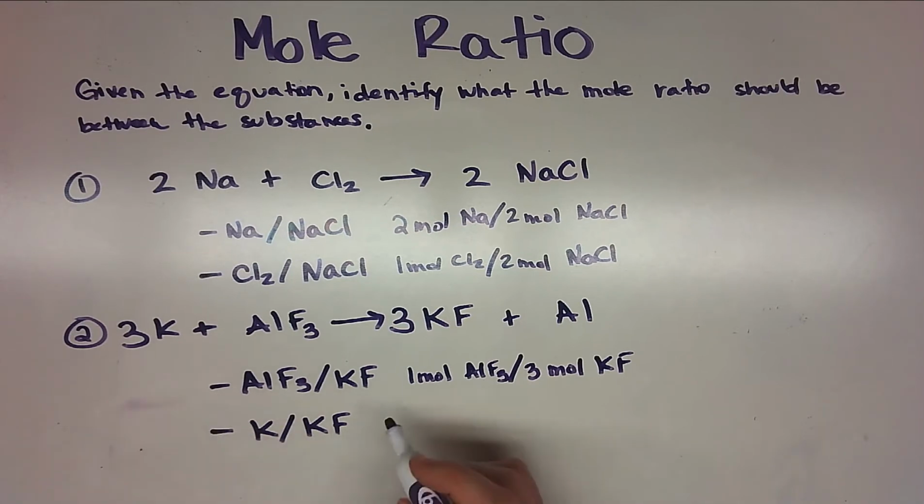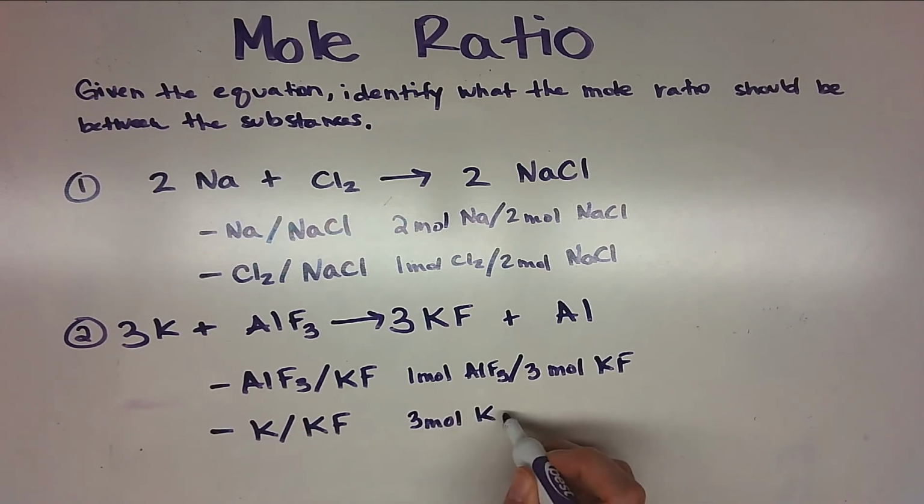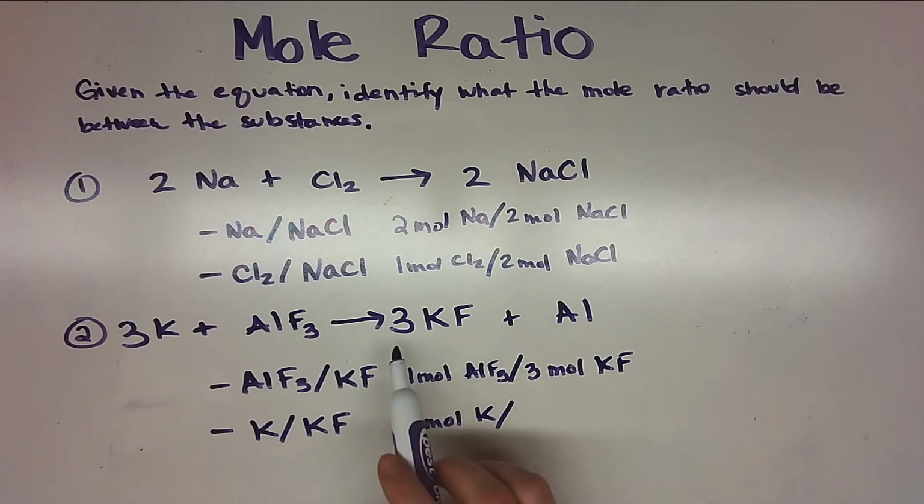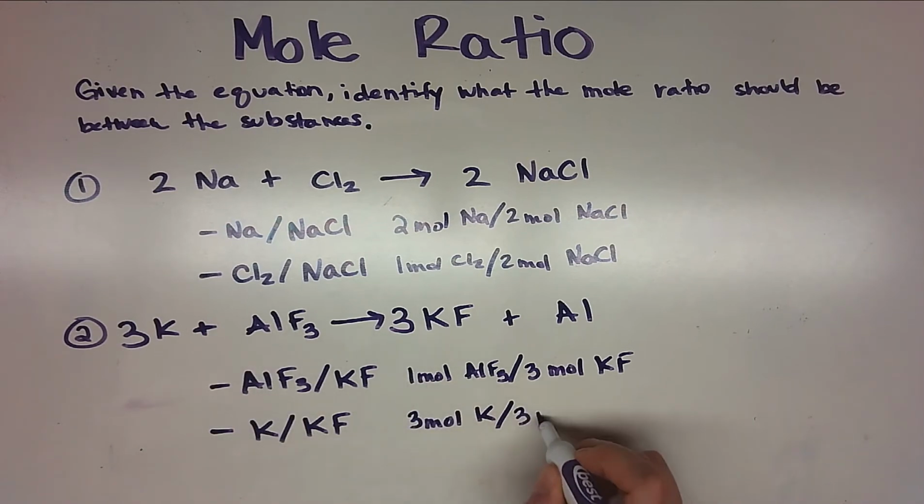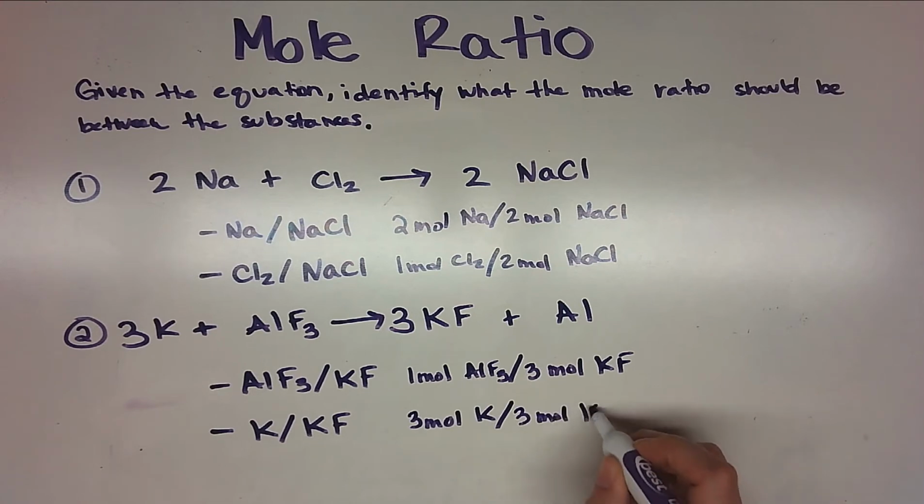And the last part of number 2, mole ratio of potassium and potassium fluoride. So there are 3 mole of potassium that reacts with aluminum fluoride for every 3 mole of potassium fluoride produced.